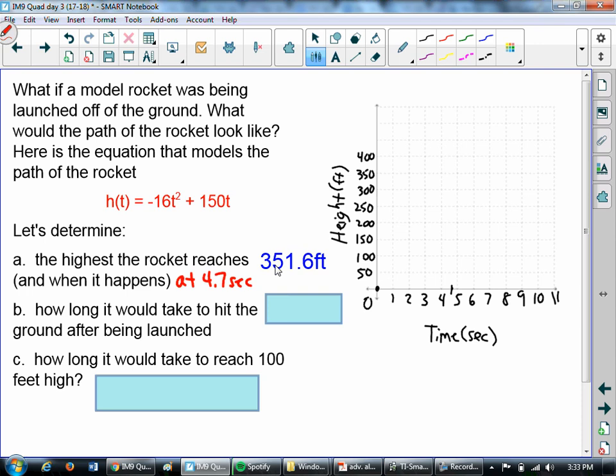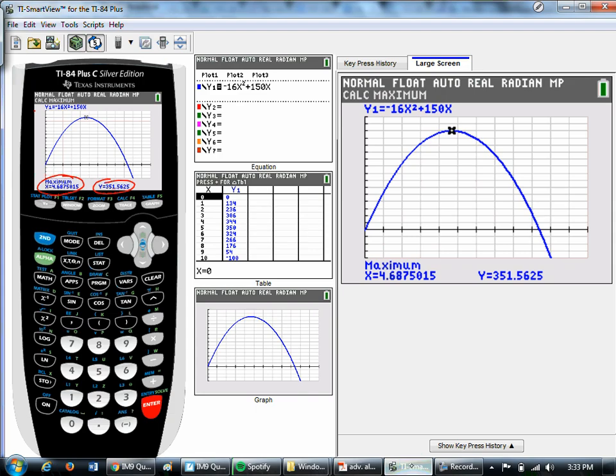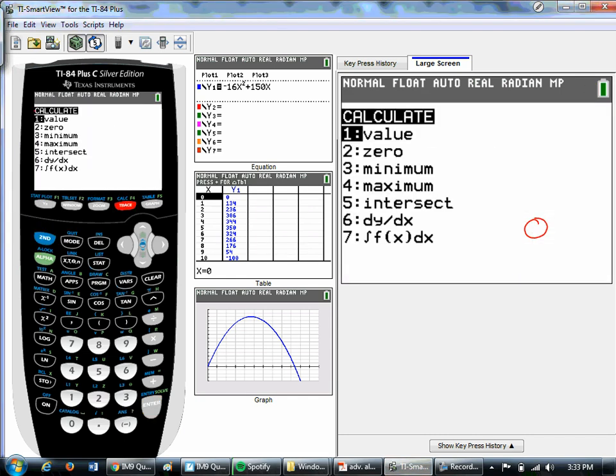Next question, how long would it take to hit the ground after being launched? Well, if I think about my graph, the ground is right here. So I need to figure out what that point is. That is what we call a 0. So I'm going to go to my calculation menu. So go second calculate, second trace, which will calculate, and that is number 2. Number 2 is finding the zeros or x-intercepts.